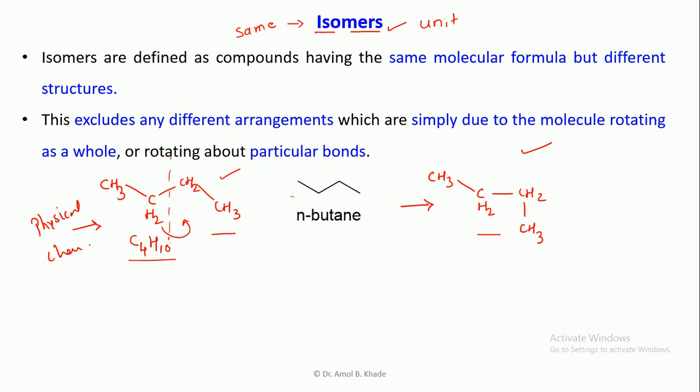So what we want to say here is, if you take the molecule and simply rotate it as a whole, or just change the atoms from here and there by changing the bond angle, it doesn't change the structure. That is referred to as the same compound. It is not an isomer. Isomers are compounds which have the same molecular formula but different structures.